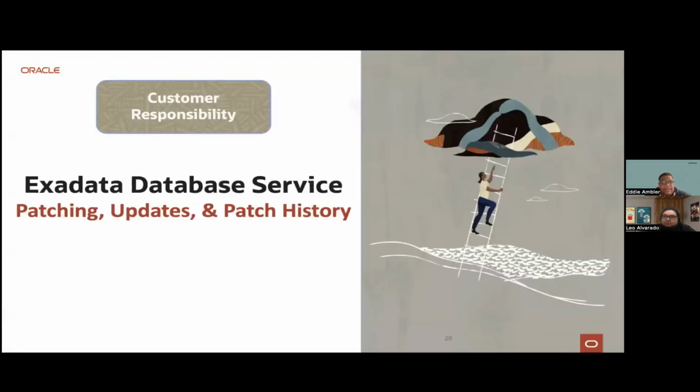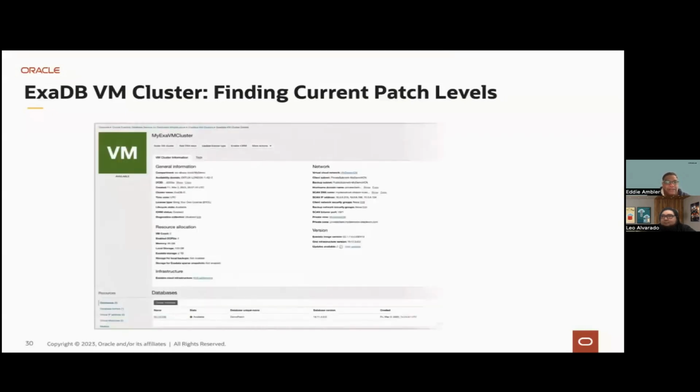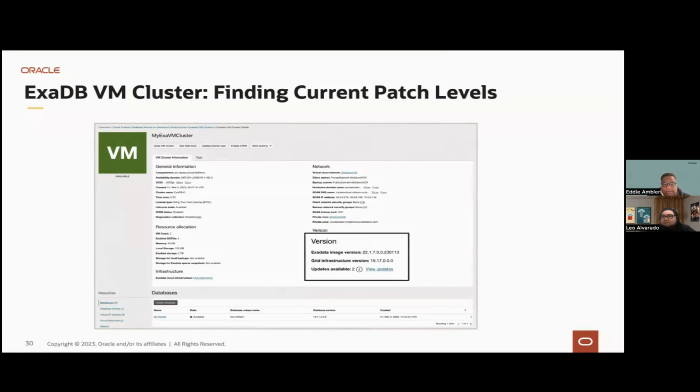Let's look at the Exadata Database Service patching and updates. And, how do I find my patches? How do I look at the patching history? Let's start with finding the current patch levels, right? So again, we started our VM cluster. Right there at the bottom on the right, you see versions, right? So from our VM cluster, we can see the Exadata image version that we're on. We can see the grid infrastructure version that we're on. We can see the database version for any databases that are launched on this VM cluster. And we can see whether there are any available patches.